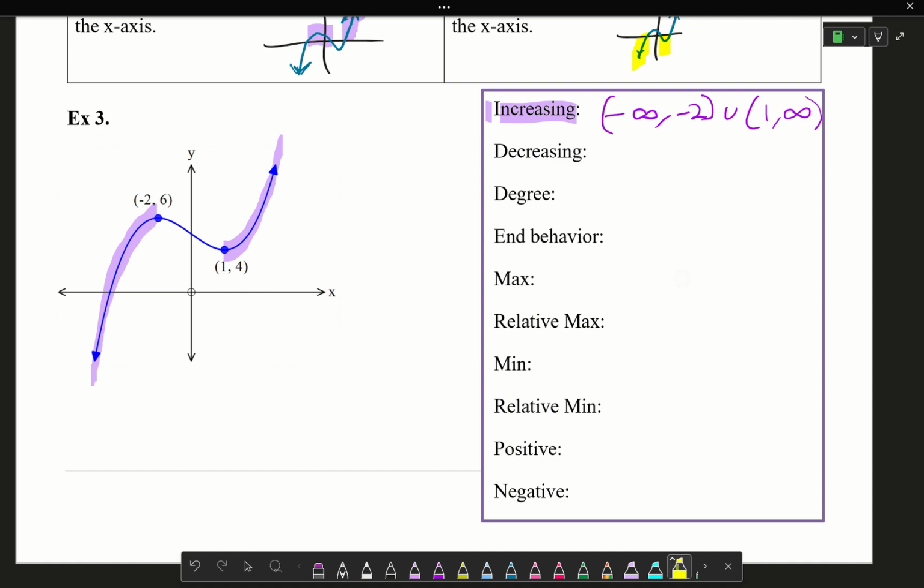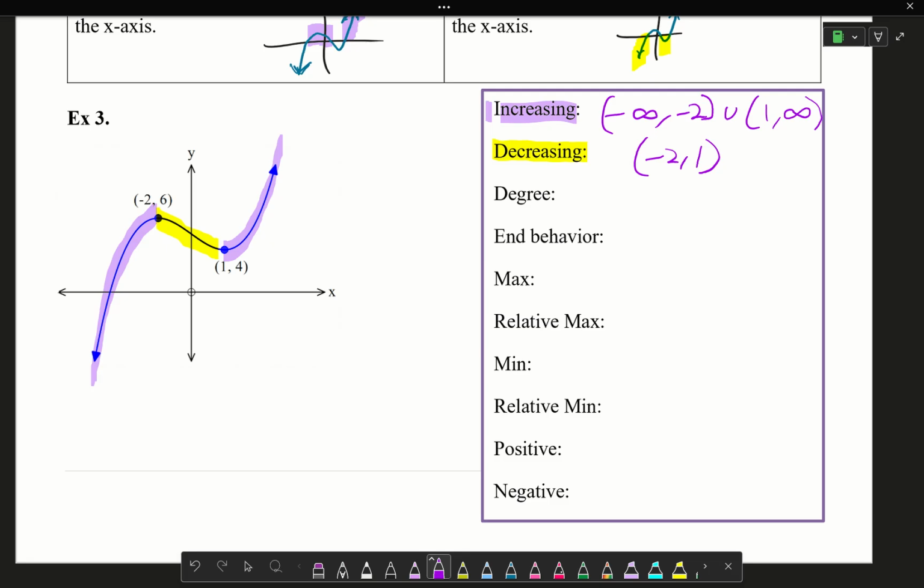All right, so where is this graph decreasing? Well, right here in the center. From -2 to 1, that's where the graph is decreasing. -2, 1. There we go. No union necessary because there's only one interval.